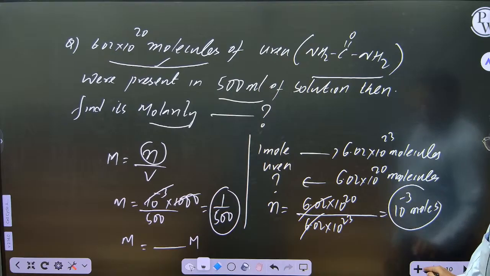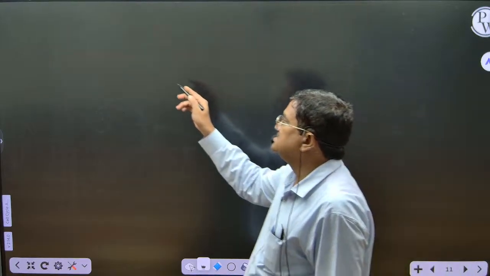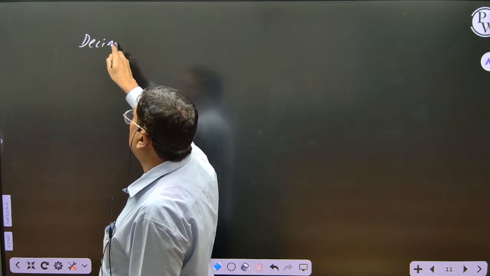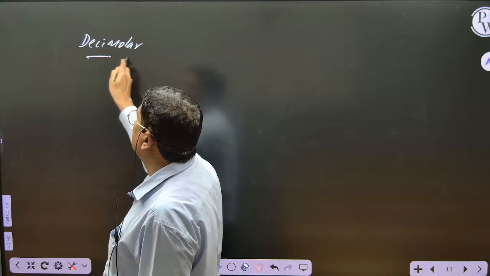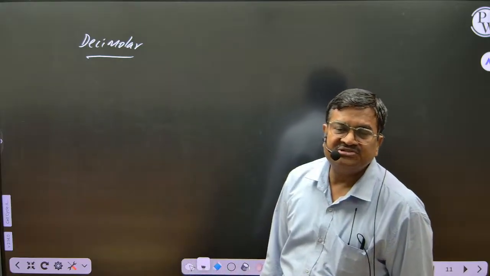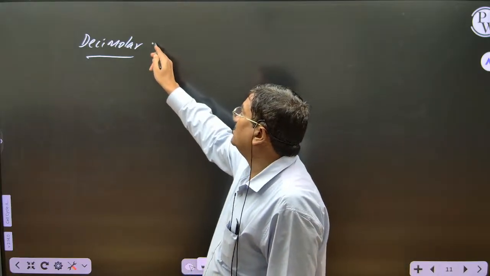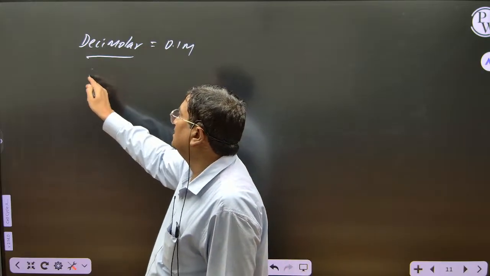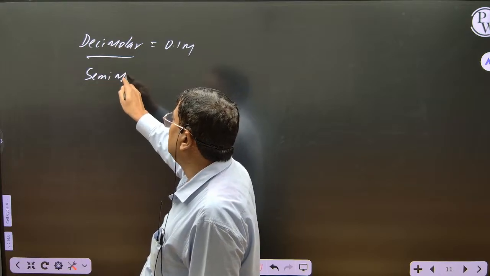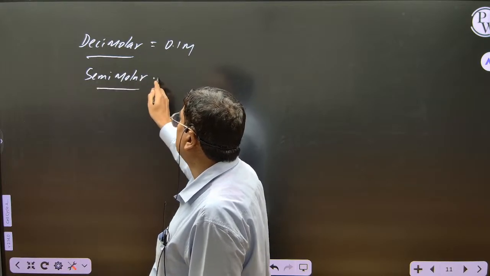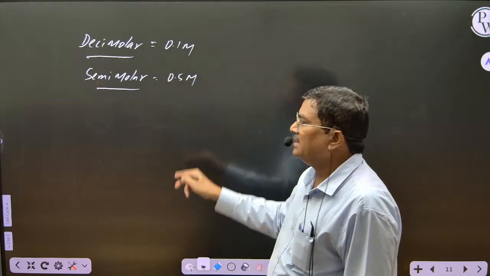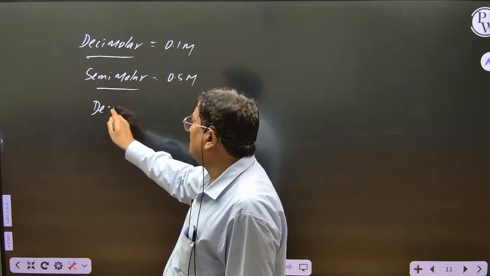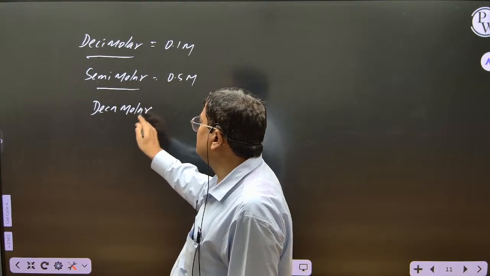Alright, next. In exams they use the term decimolar. Do you know what deci is? In 11th you studied prefixes. Deci means how much, student? 0.1. Make a note: deci means 0.1 molar. Semi-molar: semi is half, no? Semi-molar is 0.5 molar, that is 1 by 2. Decamolar: deca means 10 molar. So in exams they use this terminology.